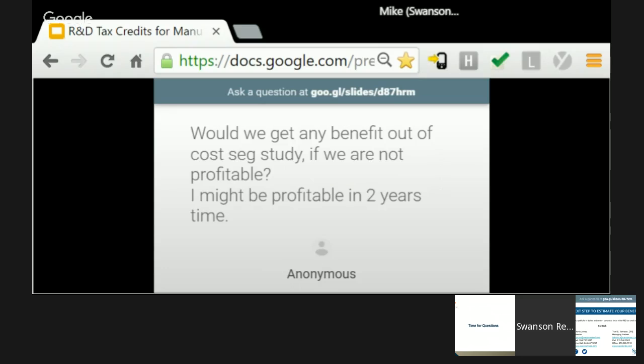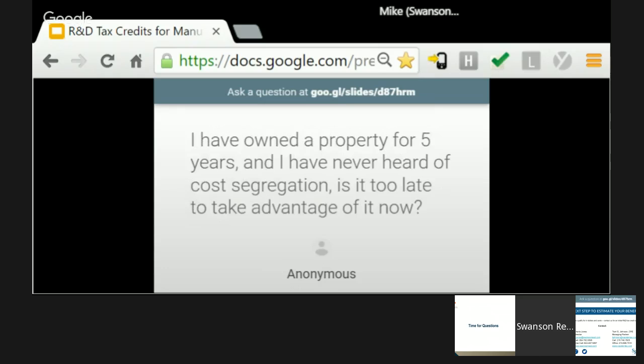I have a second question here. I have owned a property for 5 years, and I never heard of cost segregation. Is it too late to take advantage of it now? I think that 5 years is a sweet spot. I think you've got plenty of time to do a cost seg study and really make it worthwhile for you. But you want to make sure, do you need the deductions?